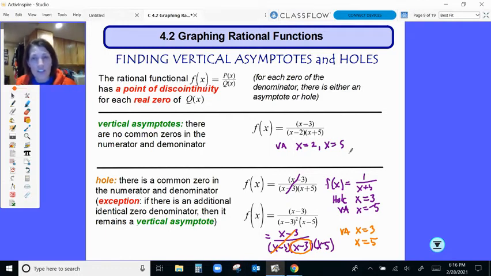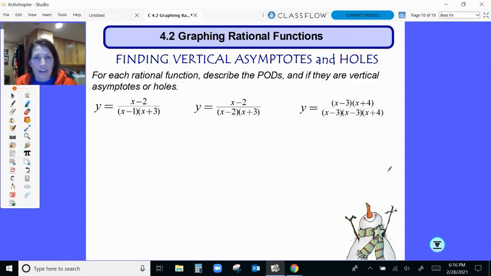So those are different conditions of vertical asymptotes and holes. Remember to keep a table of that somewhere so you can tell the difference. So right here, for each rational function, describe the points of discontinuity, whether they are vertical asymptotes or holes. Okay, so we're going to look at this first one.